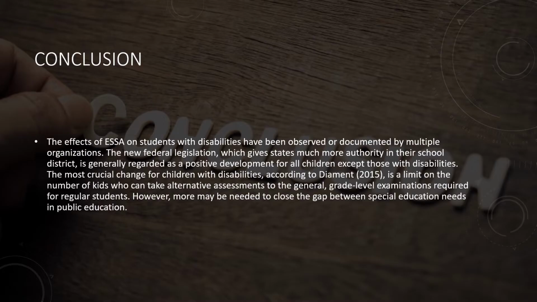The effects of the Every Student Succeeds Act on students with disabilities have been observed by multiple organizations. The new federal legislation, which gives states a lot more authority in their school districts, is generally regarded as a positive development for all students except students with disabilities. The most critical change for students with disabilities is that a limited number of students can take alternative assessments. However, more may be needed to close the gap between special education needs and public education.